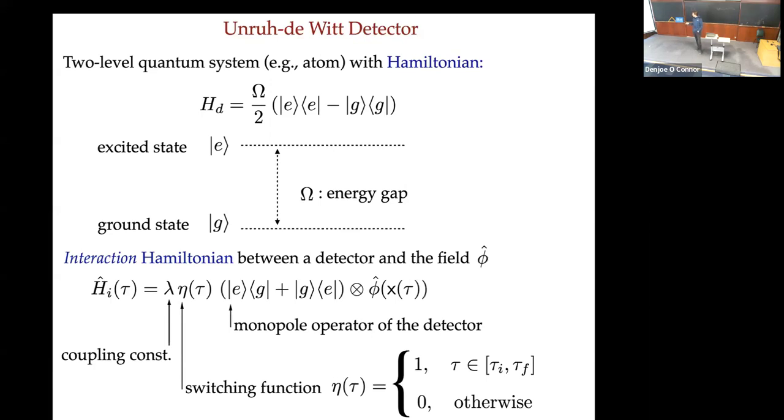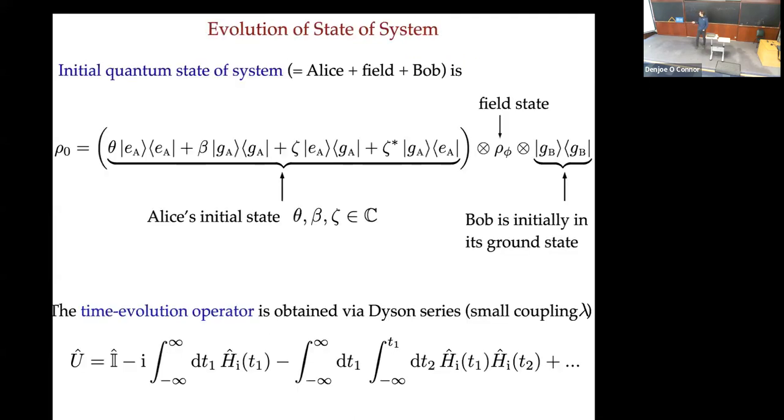You've got your interaction Hamiltonian between the detector and the field. So you've got your coupling constant lambda, a switching function whenever you switch on the detector, whenever you switch off. In here, we're just going to take sharp switching on and switching off. Your monopole operator for the detector, and then your quantum field. So that's the interaction Hamiltonian.